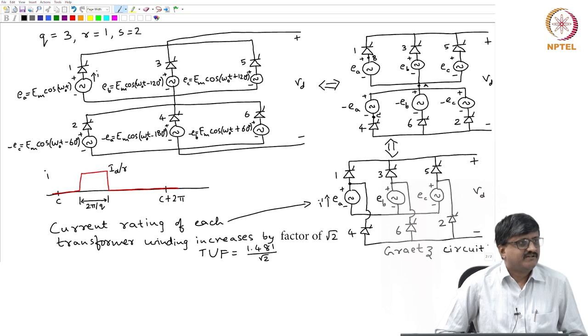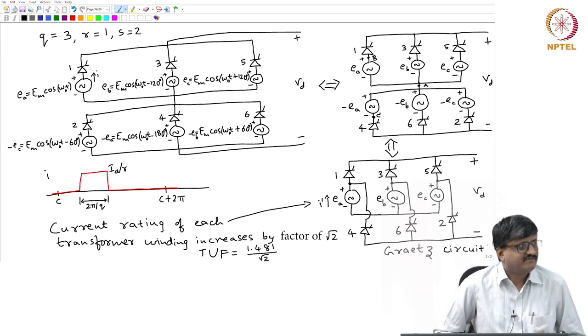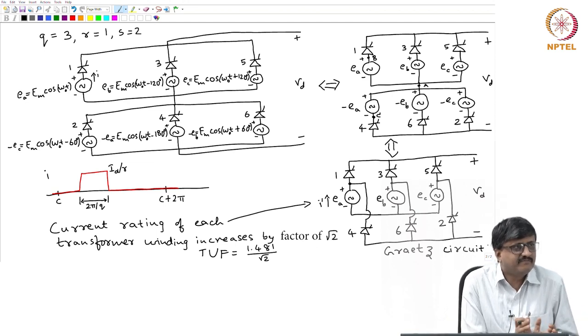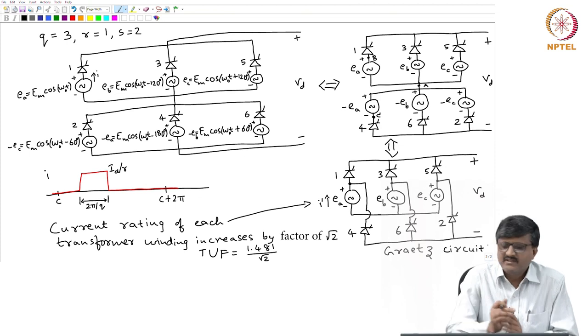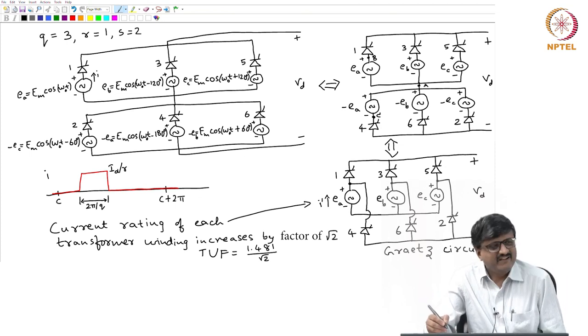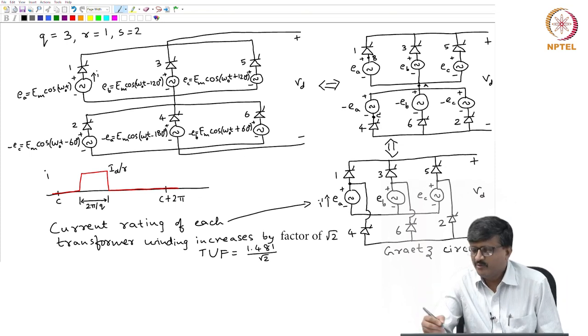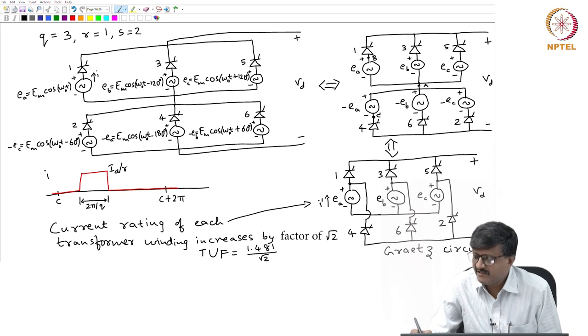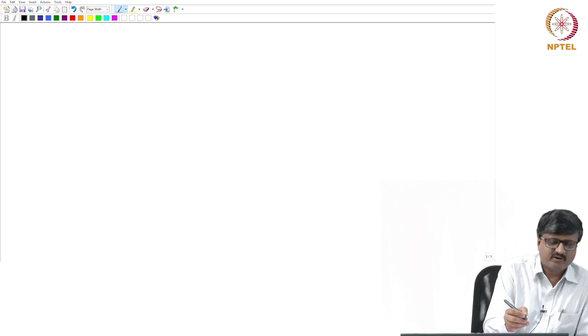So actually the Graetz circuit is derived. It's not something which will come just at once. The Graetz circuit is in fact derived from something which is more obvious. Normally it is not drawn this way. If you try to look at this circuit, this is not the way in which it is drawn normally. So we draw it like this.